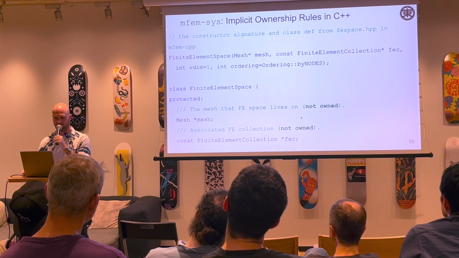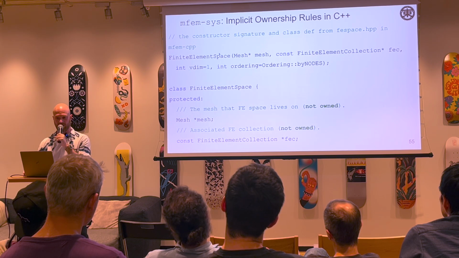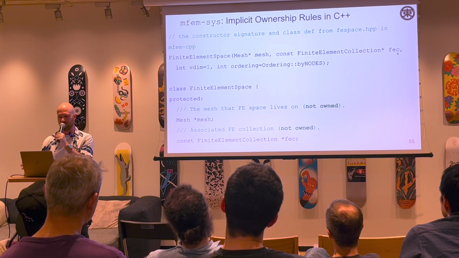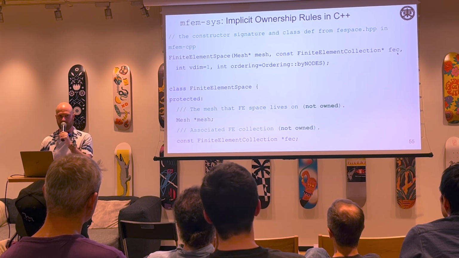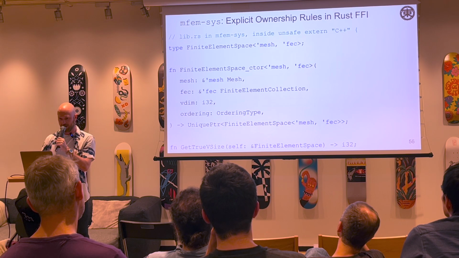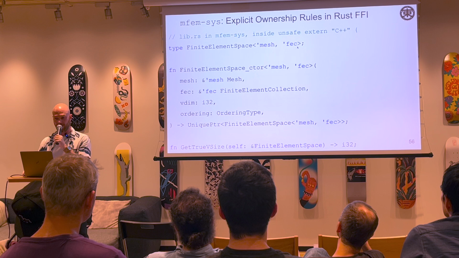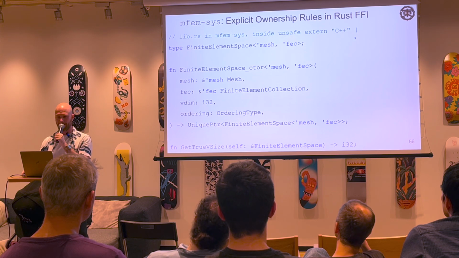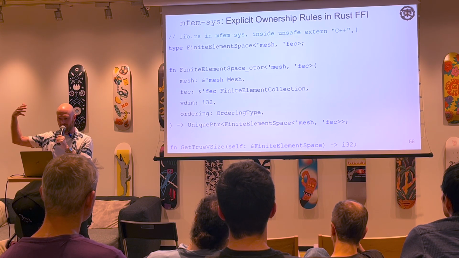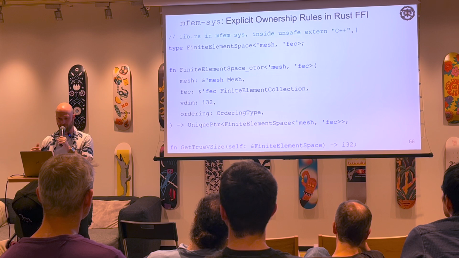So this is an example of an ownership rule that is not explicit. You have to know this, and the only way to know this is to actually read the code, because if you just look at the constructor, you have no idea. You're passing in pointers here, and anything might happen. Maybe it's going to hold on to those pointers, and it's going to become responsible for freeing them or not. You just don't know. But in Rust, we can encode all these things, and the way to do that is by putting lifetime annotations on this type. Again, this is in the unsafe extern C++ part of the FFI module that CXX is going to parse.